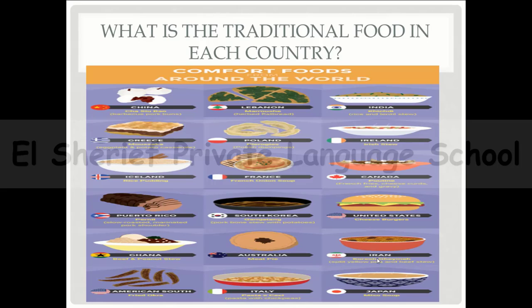For example, in China you can find the traditional food is barbecue pork buns. In India you can find rice and lentil stew. In Iceland you can find rice pudding. In France you can find French onion soup. In United States you can find cheeseburgers. In Australia you can find meat pie and more others. You will search for them and tell me next session. We will introduce some of these famous dishes in each country, but after identifying some new words.